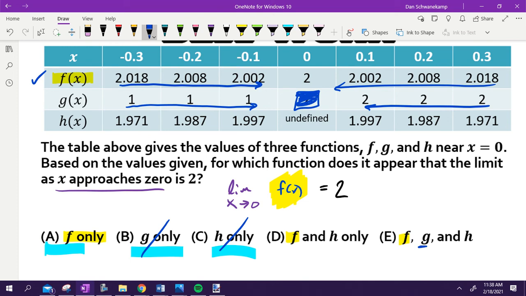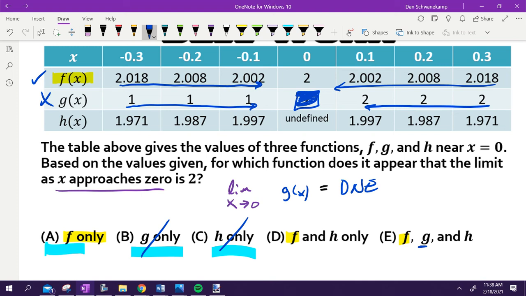Am I approaching the same number? No, those are not the same number. One is 1, the other one's 2. So G is not going to have a limit equal to 2. What's the limit going to be for that one? That one's D and E. Okay, G of x is going to be D and E because I have two separate numbers that I'm approaching from the left and from the right.